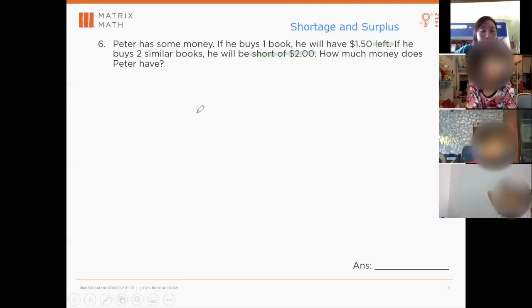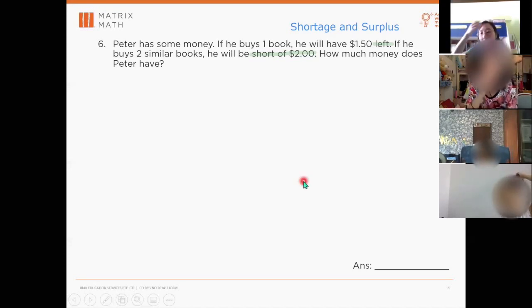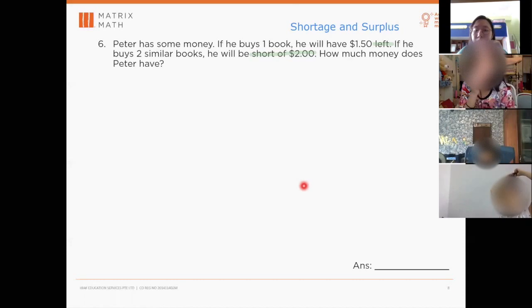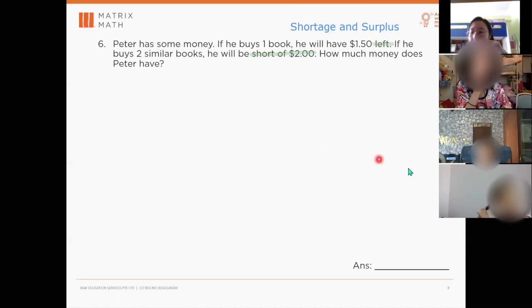In this case, we have two different scenarios. First one is he buys one book. Second one is he buys two books. Now my question is this. In these two scenarios, is there anything that remains the same? The difference remains the same? Any idea? In these two scenarios, what should remain unchanged?